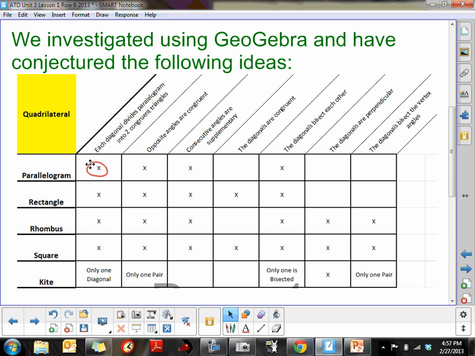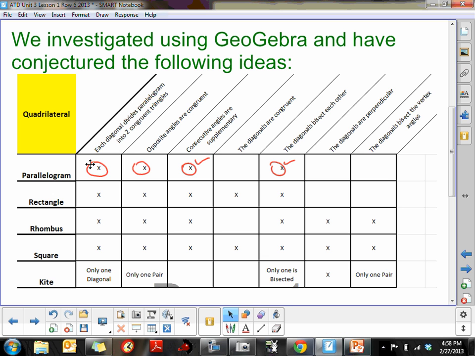be true anytime that you have a parallelogram. So we believe that the parallelogram has these four characteristics for certain that will always be true. So every time we have a parallelogram, what we can say is the diagonals will bisect each other. And every time we have a parallelogram, the consecutive angles will be supplementary, which means they add up to 180. And that's what the X's in this chart mean.